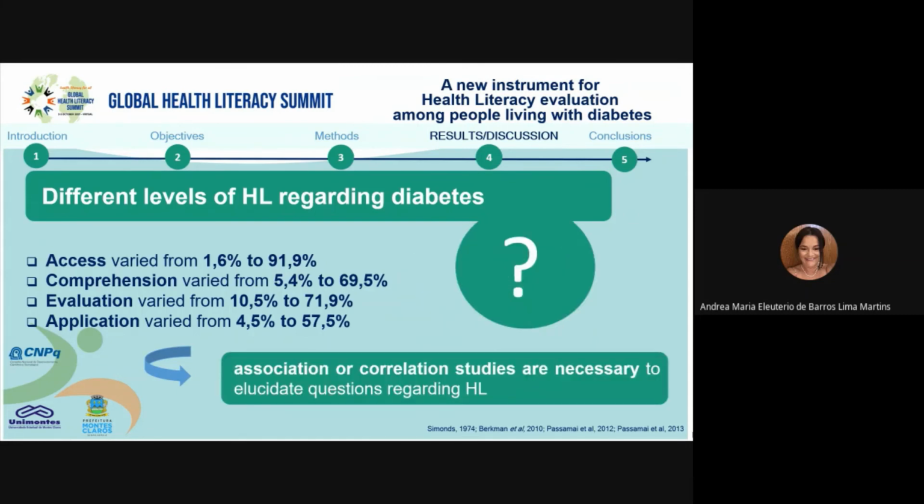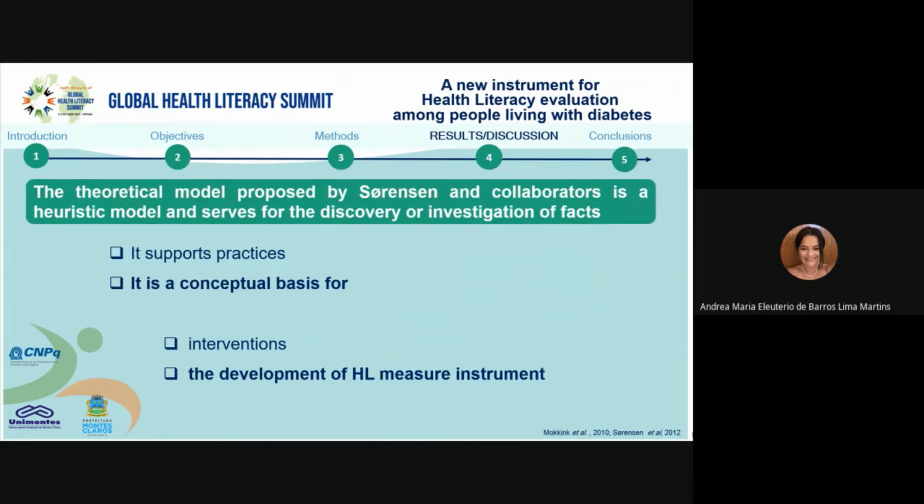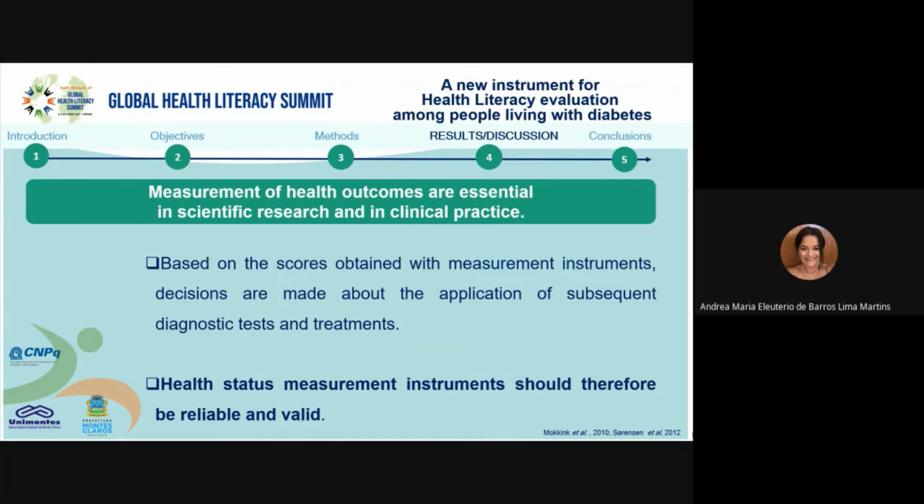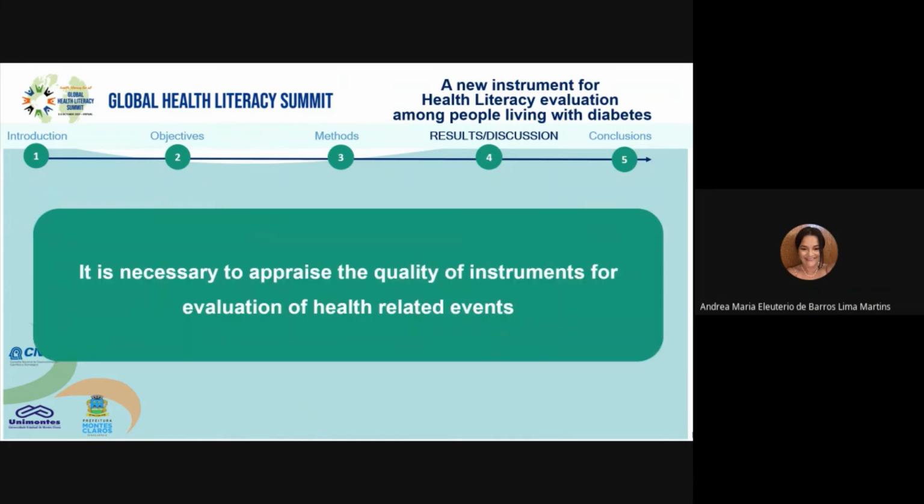Association or correlation studies are necessary to elucidate questions regarding HL. The theoretical model proposed by Sorensen and collaborators is a heuristic model and serves for the discovery or investigation of facts. It is a conceptual basis for the development of HL measure instruments. Measurement of health outcomes is essential in scientific research and in clinical practice. Health status measurement instruments should therefore be reliable and valid. It is necessary to appraise the quality of instruments for evaluation of health-related events.